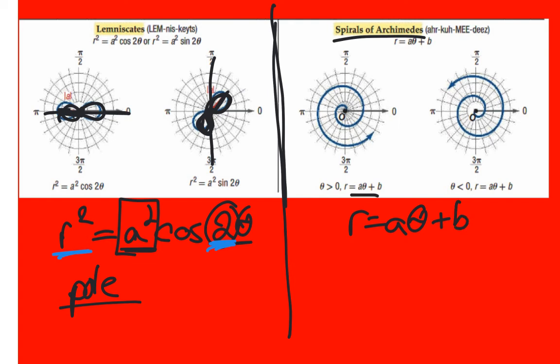Notice there's no sines, no cosines on this one. There's no max r value because they continue to go. Now, if theta is greater than 0, when you're at your pole and you're starting, it's going to start up and spiral counterclockwise. And if your theta is less than 0, so negative, it's going to go down and spiral counterclockwise as well. So they spiral the same direction, just whether one starts up or one starts down.